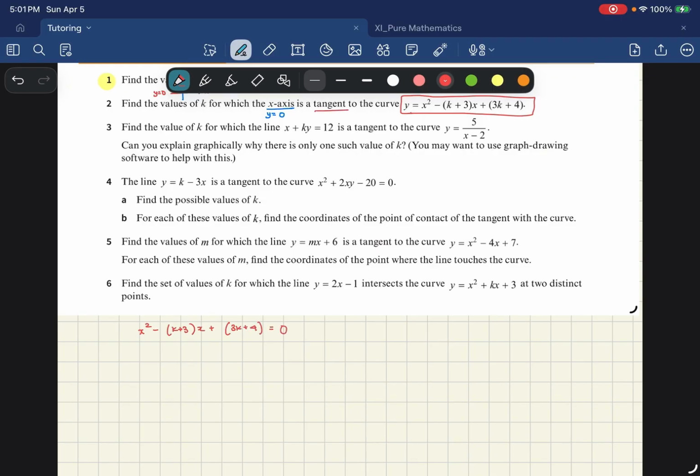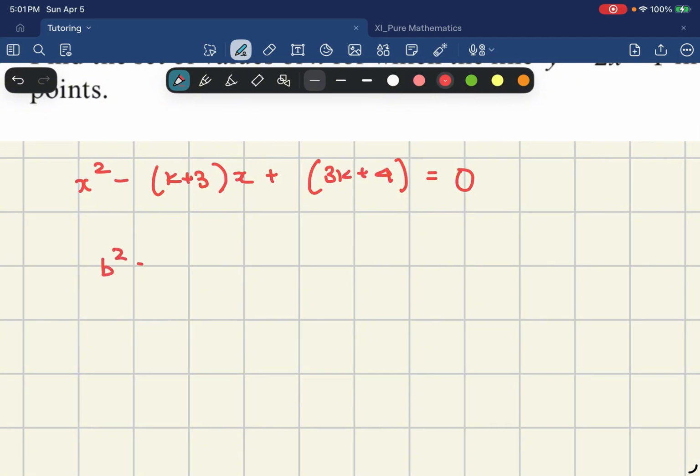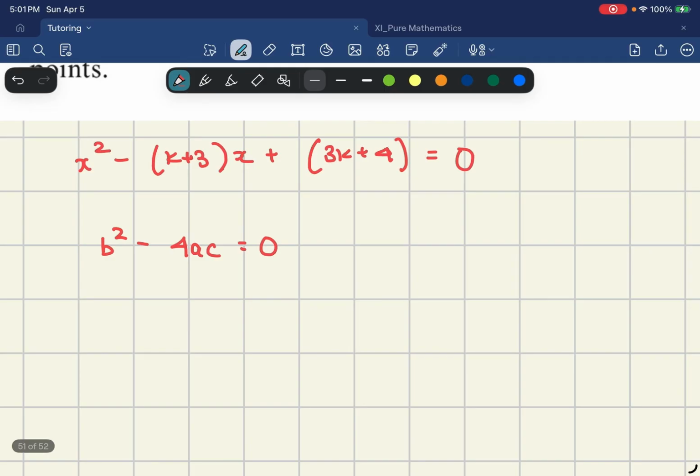And then it's a tangent. So again, I want b squared minus 4ac to be 0. The discriminant must be equal to 0. And now we can just solve this. I will have (k plus 3) whole squared, or you can take the minus sign as well and square it, but you can separate minus 1 squared. That just gives you 1.